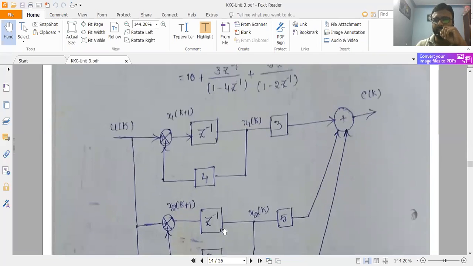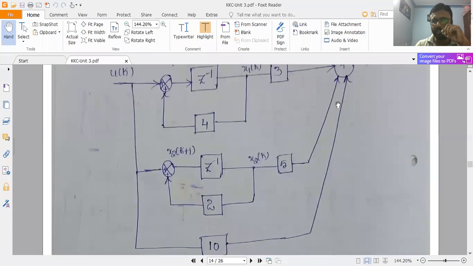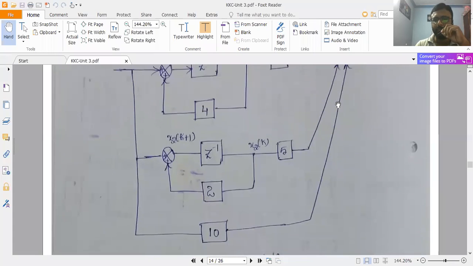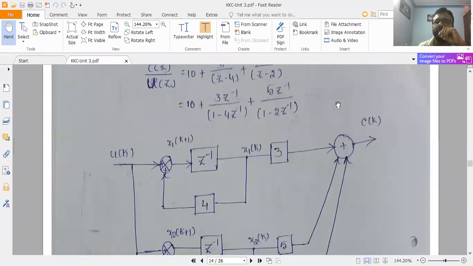We are going to get z inverse divided by 1 minus 2 into z inverse, and it has to be multiplied with 5, and it is going to be connected to the summing point. So in this way, we are going to construct the block diagram of this particular transfer function. Now we have to represent this entire block as a state model.